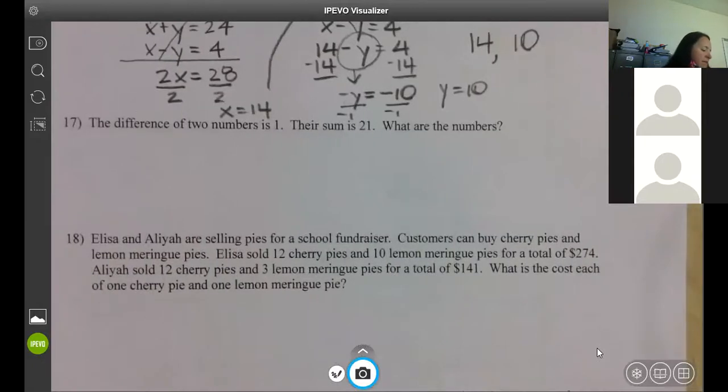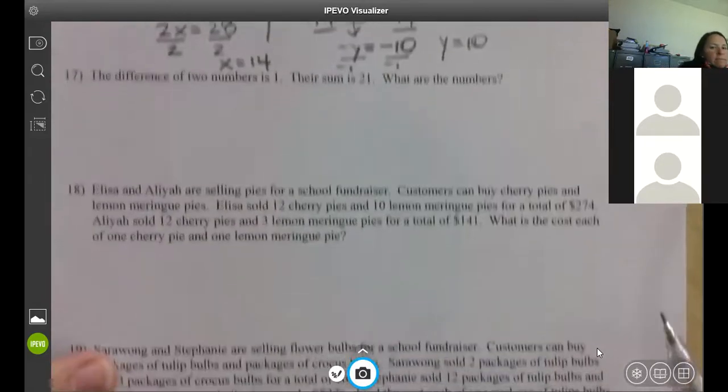So Elisa and Aaliyah are selling pies for a school fundraiser. Consumers can buy cherry pies and lemon meringue pies. Remember, these are the ones that I use the letters so that you guys know what it is. Elisa sold 12 cherry pies and 10 lemon meringue pies for a total of $274. How do I write that?